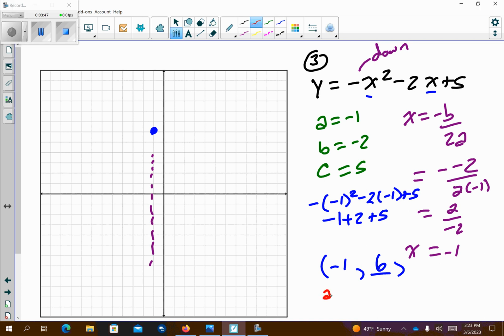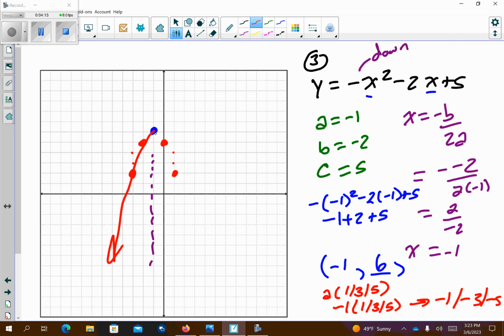Now I'm going to go a times the 1, 3, 5 pattern graph. So I have negative 1 times 1, 3, 5. So that gives me negative 1, negative 3, negative 5. So I'm going to go right 1, down 1, left 1, down 1. From here I'm going to go right 1, down 3, left 1, down 3. And I could keep going. I could go to 5 as well, but I think that's plenty to get a parabola.